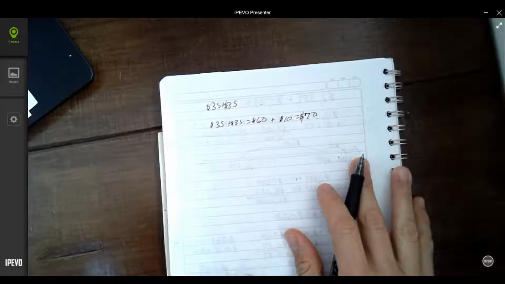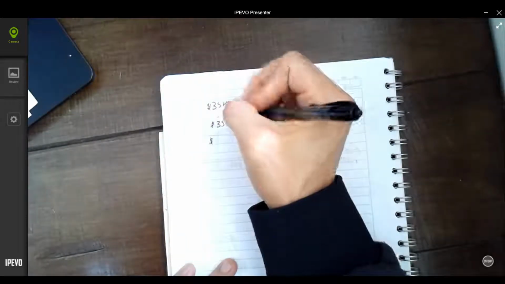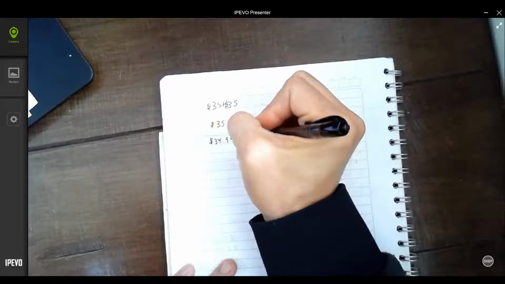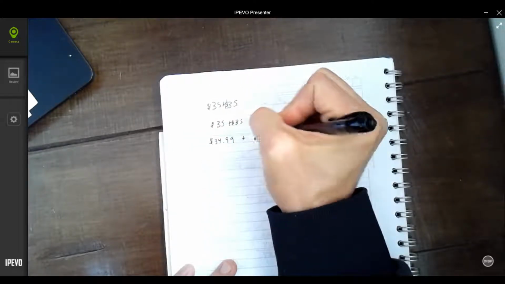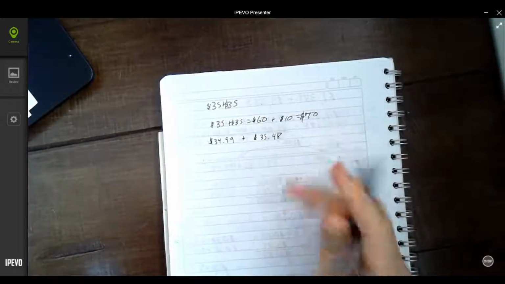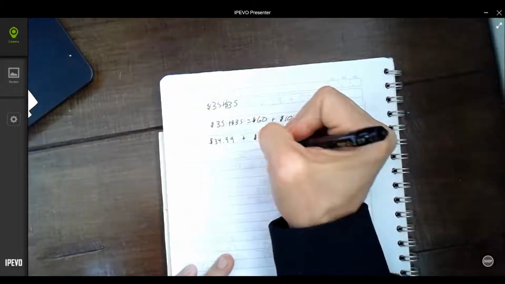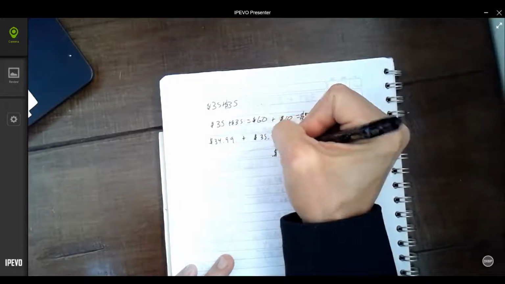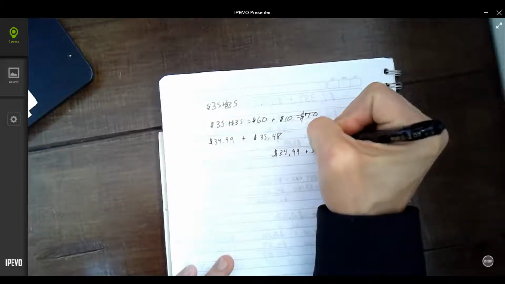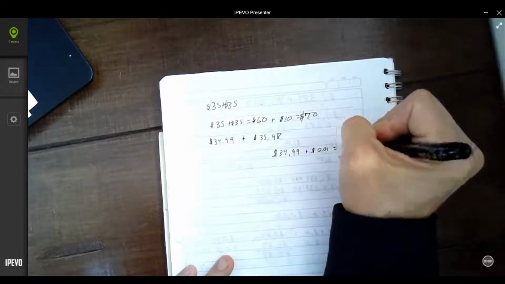Okay, so the next problem we're going to take a look at is, and you may see why we just did 35 plus 35, $34.99 plus $35.48. So go ahead and pause it. Okie dokie. So hopefully you saw right away there that we can take 1 penny from $35.48 and give it to $34.99 to get us to $35 even.